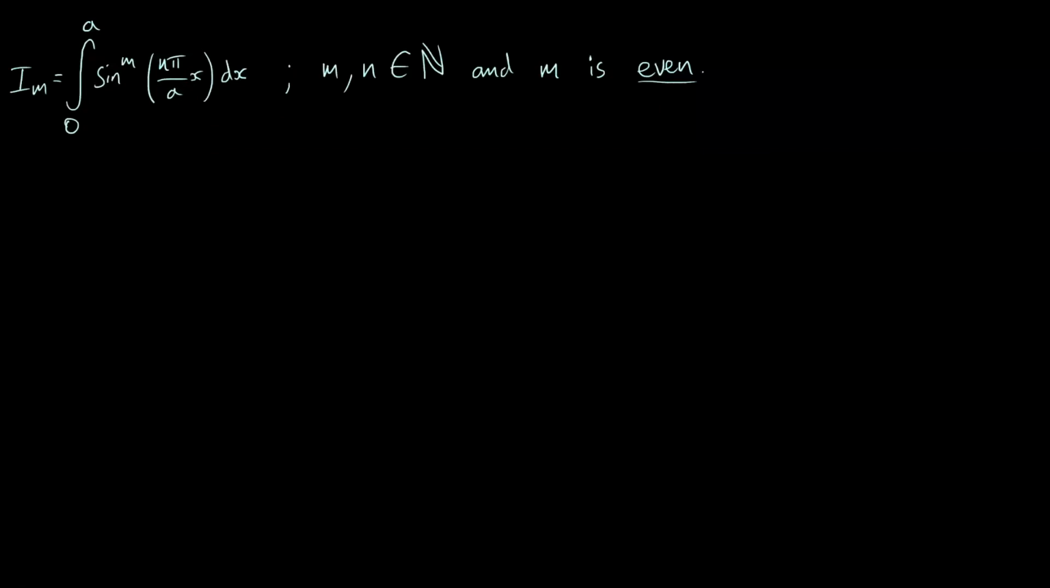Hi everyone. So some time ago I made a video where I evaluated the integral that we see here, which is the integral from 0 to a of sine to the power of m of n pi over a times x with respect to x, where m and n are natural numbers. And I did that using a reduction formula. What I'm going to do in this video is evaluate the same integral but via a completely different method.